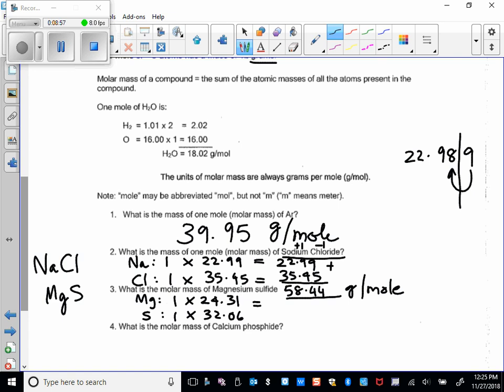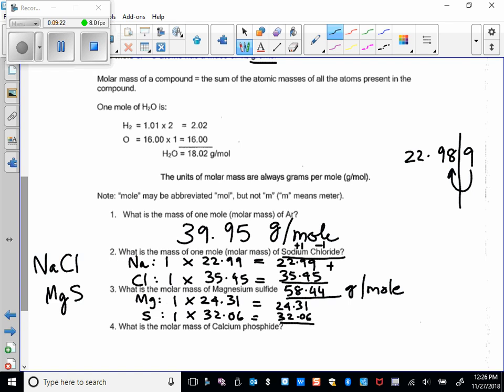Doesn't your periodic table just say 32.06? Yeah, but you rounded the first one, because there was one more number past it. Didn't it say 24.305? The 5 will make it round up. Are we good? So then, again, it's multiplied only by 1. So it becomes 24.31, 32.06.